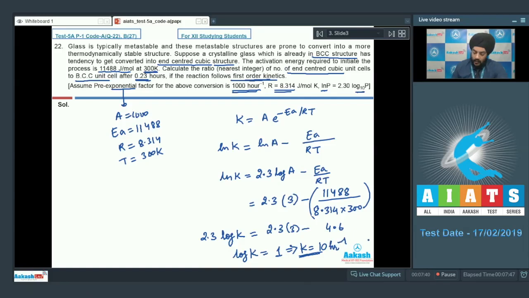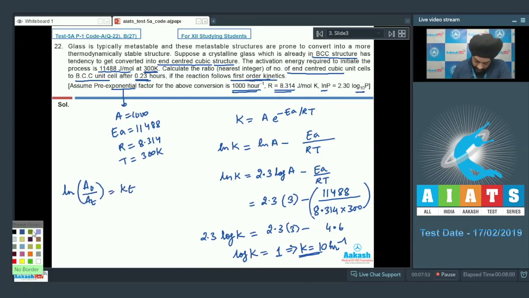Okay. So now we can have the first order kinetics. So we have ln of a naught by at is equal to k into t, and we are dealing with the reaction in which the BCC converts into the ECC, the end-centered cubic. Okay, so we can have the values.